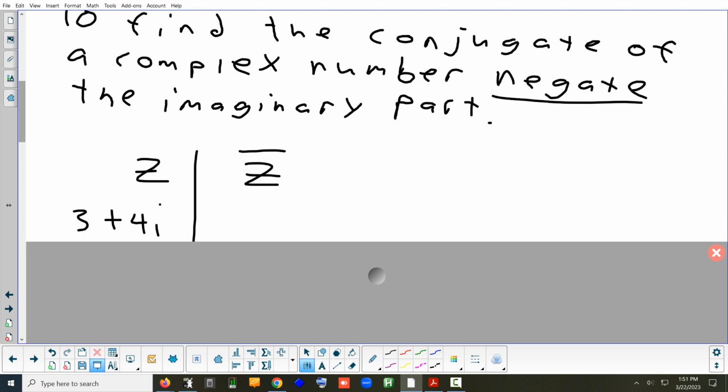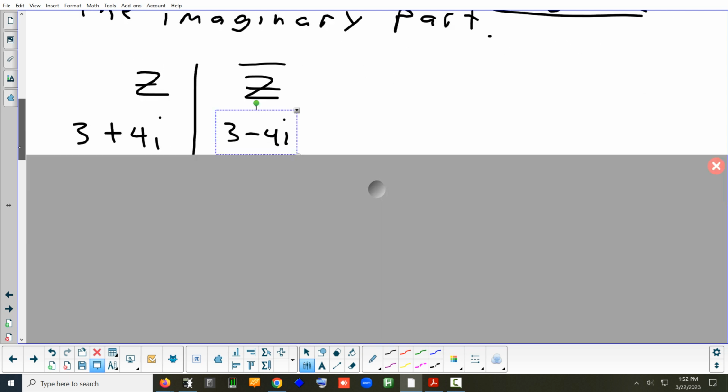Okay, so 3 plus 4i. What do you think the conjugate of 3 plus 4i would be? Would it just be minus? 3 minus 4i, yeah. These are what we call conjugates. And when you multiply them together, because they're almost the same thing, except one's positive and one's negative in the middle, something happens. What happens, you'll see in a minute.